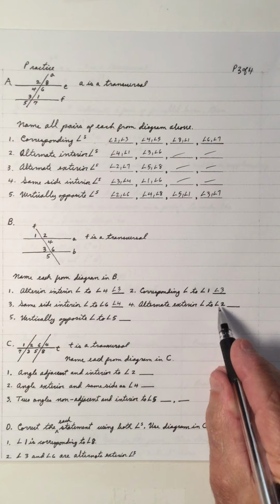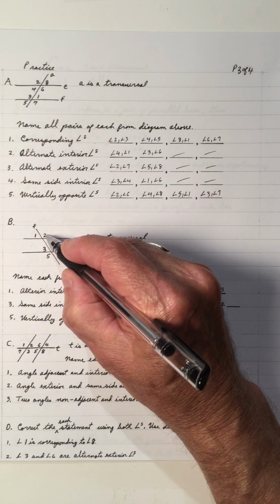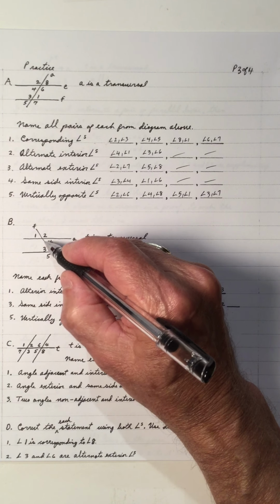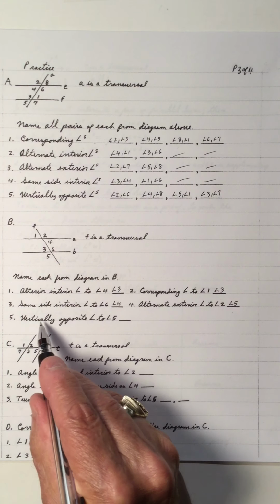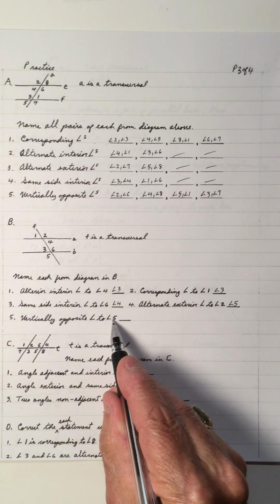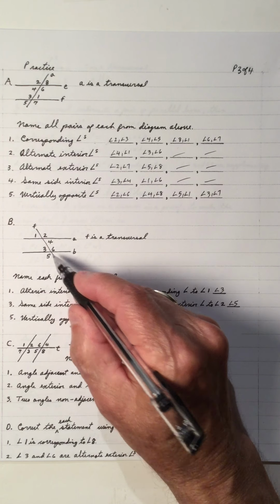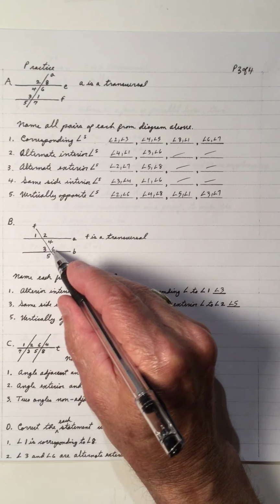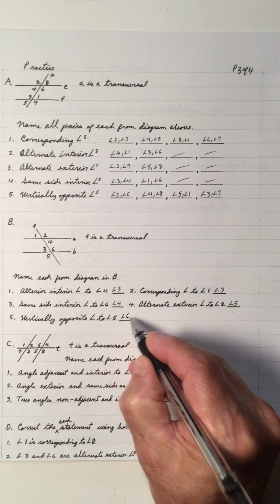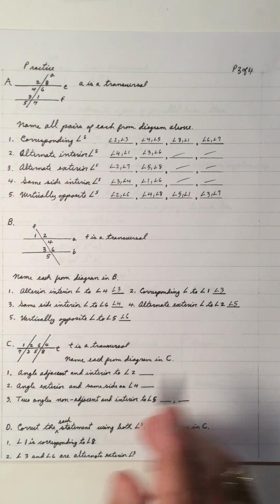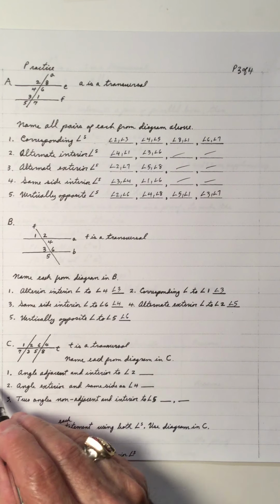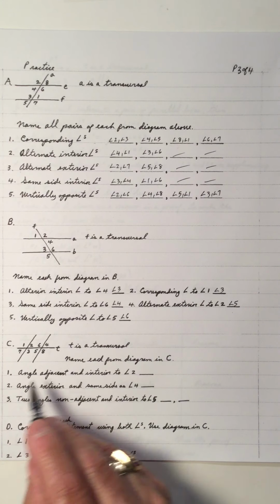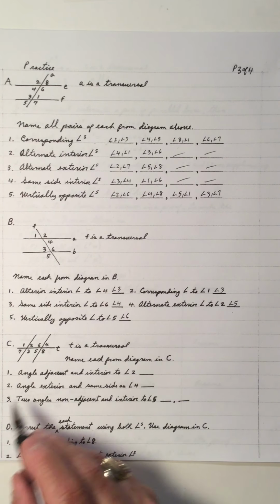Alternate exterior to angle 2. Alternate exterior angle across the transversal would be 5. Vertically opposite angle to 5, across the vertex, would be angle 6, across from angle 6. C, again we have a transversal cutting through these two lines. T is a transversal. Name each in this diagram.